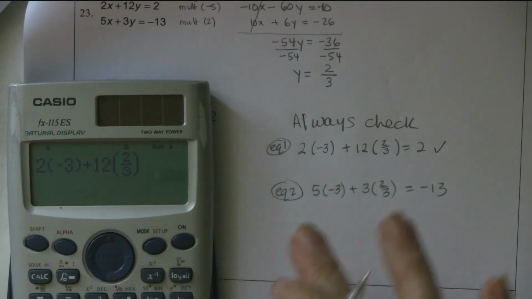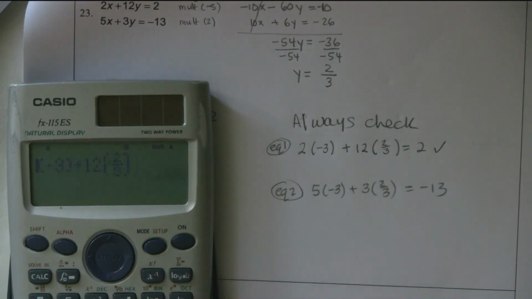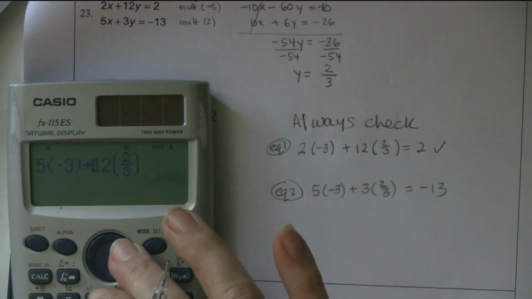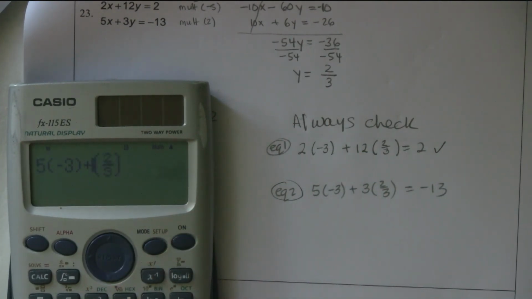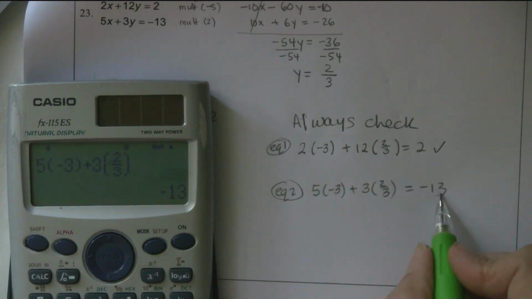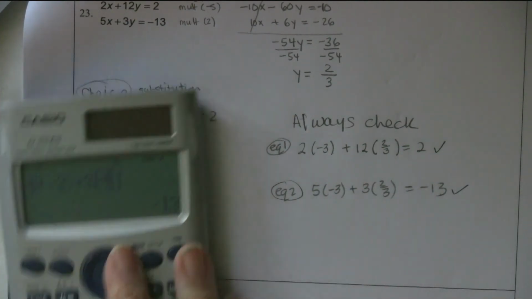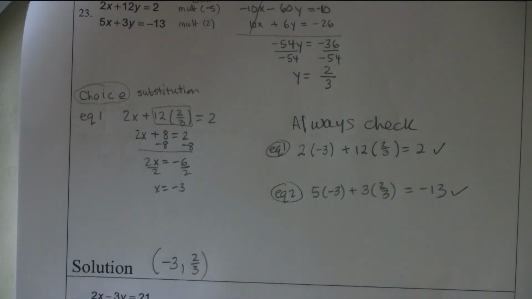And so this in the next one was a 5. And so I can just kind of quickly change this up a bit. This was a 3. And -13, and so it's like great. And so now I know this is the right answer.